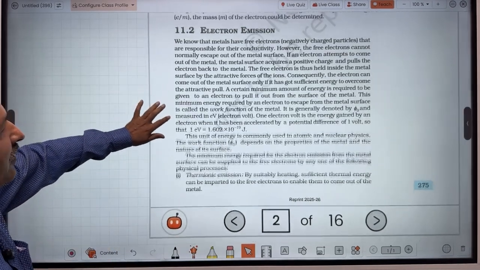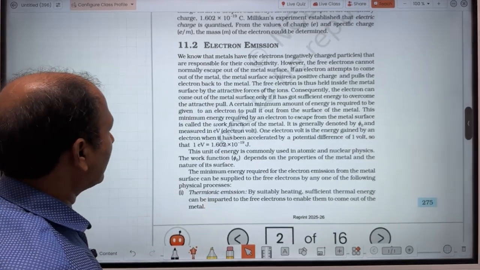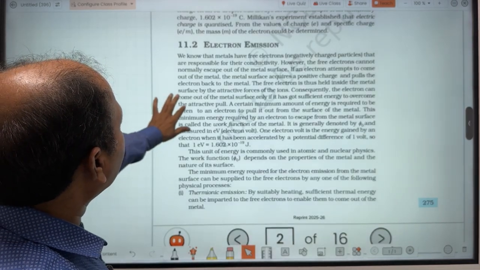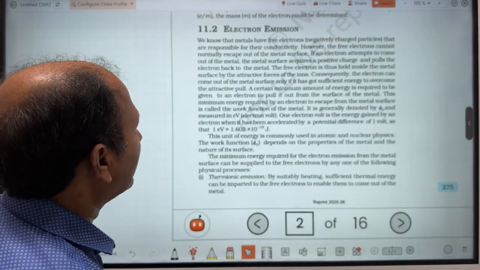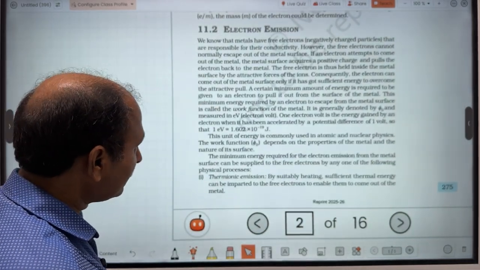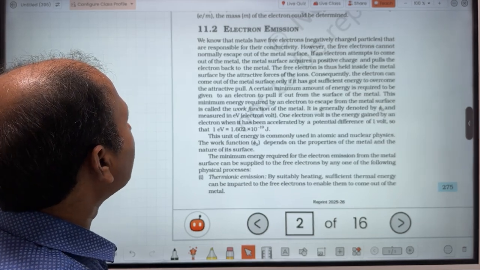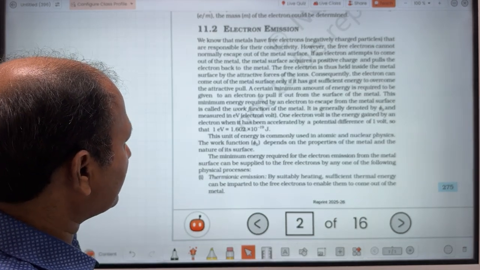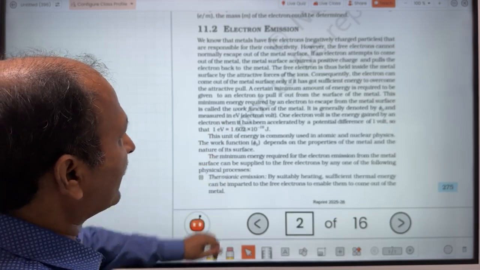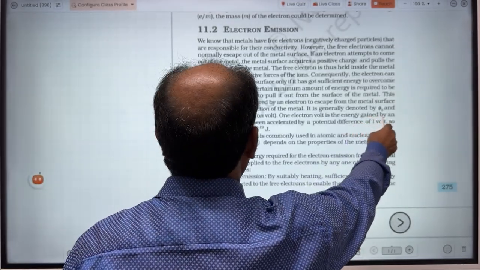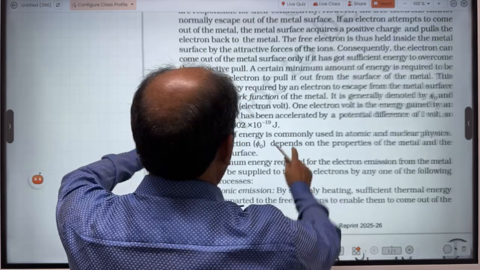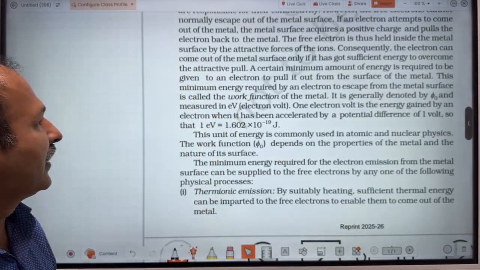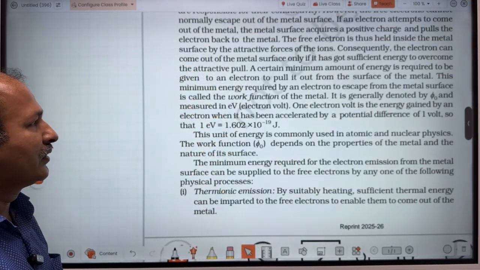So different types of electron emission are there, but before that we must know what is work function of a metal. It means the minimum energy required to eject the electrons from its surface, that is called work function. It is denoted by phi 0 and measured in electron volt. Now the question arises, what is electron volt?